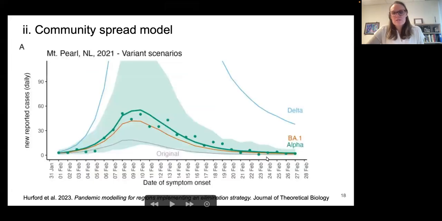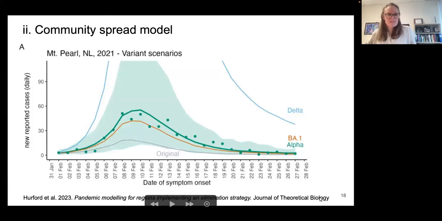And so we can do those types of models for Newfoundland and Labrador as well. This is an example of a community outbreak in Mount Pearl. This happened in February 2021. And so we can do the model fitting to the community outbreak, and we can also consider scenarios here. So the green is the data. This was an outbreak of the alpha variant. And then we also do some scenarios for how the outbreak might have looked if it had involved a different variant.